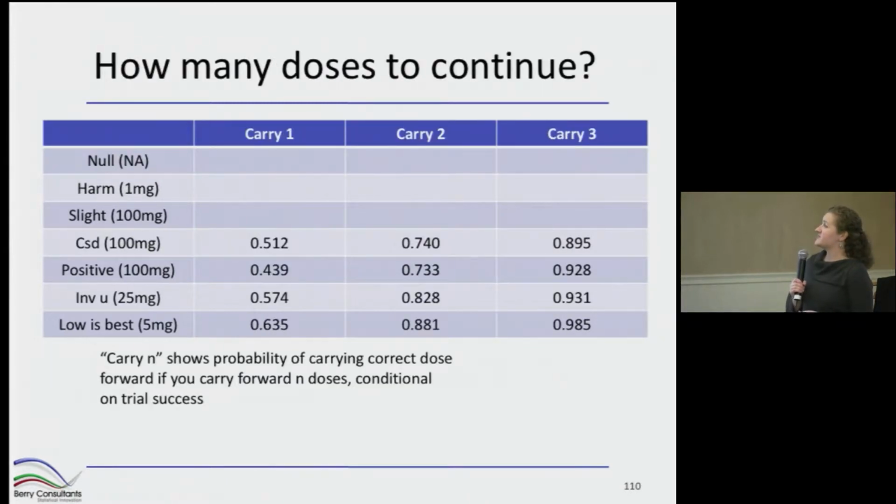Another way we can think about choosing the right dose, or whether we've made the right decision, is how many doses continue into the next trial. What we're showing in this table is the probability that we pick the right dose given that we can carry one dose forward, the probability that we get the right dose if we carry 2 doses forward, and the probability that we get the right one if we carry 3 doses forward. And this is conditional on trials that were successes. So if we take the subset of trials that were successful and look at which doses we carried forward, the trend is obviously that if we take more doses forward, we have a better chance of choosing the right one in that set that we take forward.